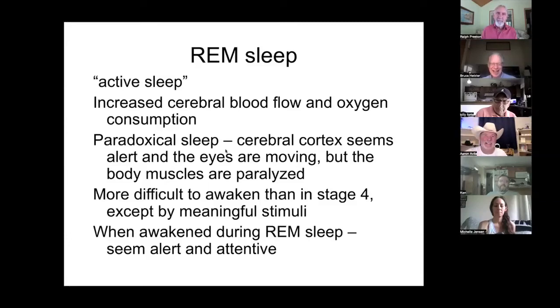Right. Okay. The cerebral cortex seems to be alert because you have beta waves during REM sleep, and that was the brainwave pattern when you're normally awake and alert and paying attention, which hopefully most of you are. It's more difficult to awaken you during REM sleep than stage 4, except by meaningful stimuli. For example, if you have an infant and the baby cries, that will easily awaken you during REM sleep. When you're awakened during REM sleep, you seem alert and attentive.